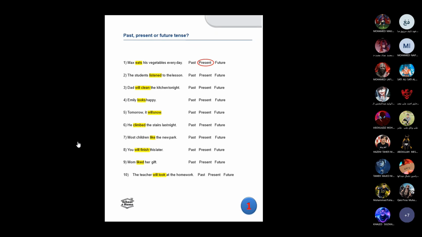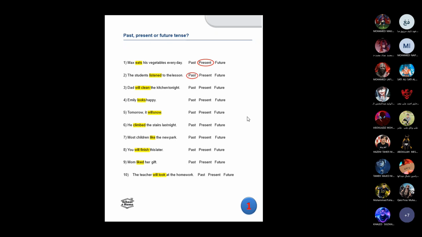Okay, this is number 1. Number 2, Abdul Aziz. Sentence 2: The students listened to the lesson. Past. This is past. How do you know? Because the verb has ed and no will and no s, it will be past. Because the verb here, listened, ends in ed, and the ed refers to the form of the past. That's why the structure here refers to the past. Okay, excellent, Abdul Aziz. Thanks.